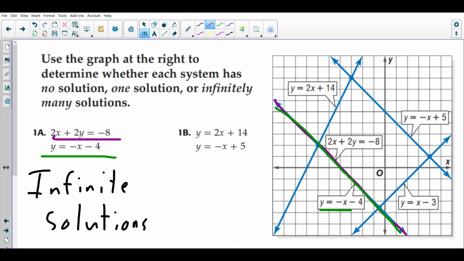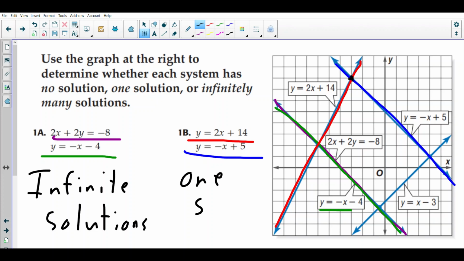Okay, let's do the next one. y equals 2x plus 14. So I see that one right here, 2x plus 14. And then I move on to 2y equals negative x plus 5 right there. And we see that they intersect right at one point, and so we can see there is one solution. So that's what we're looking for.